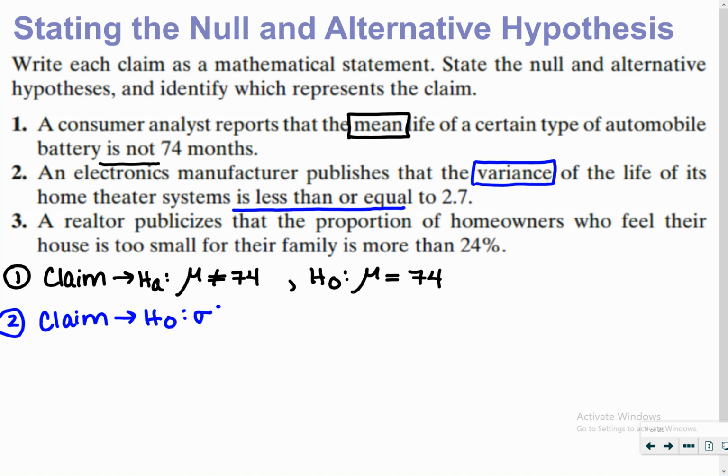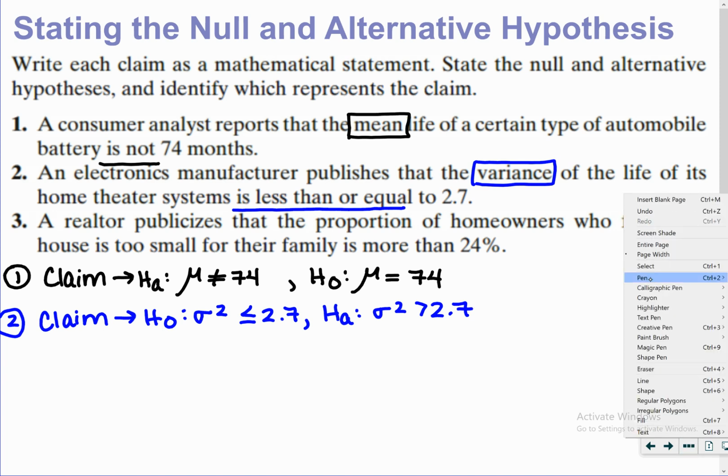Variance is my sigma squared, less than or equal to 2.7. And then if I have the null, I can write the alternative, the variance, sigma squared. If it's not less than or equal to, what is it? Greater than 2.7. Okay, and then last but not least, number three.